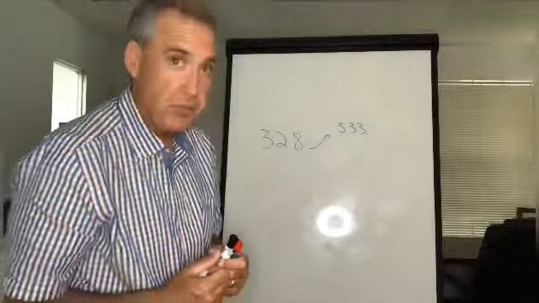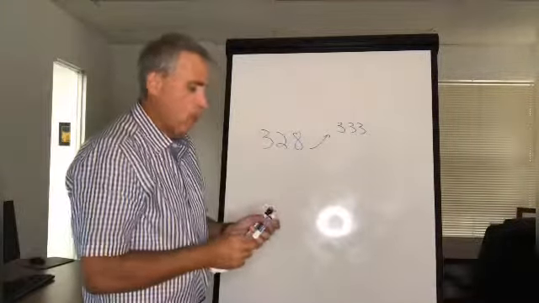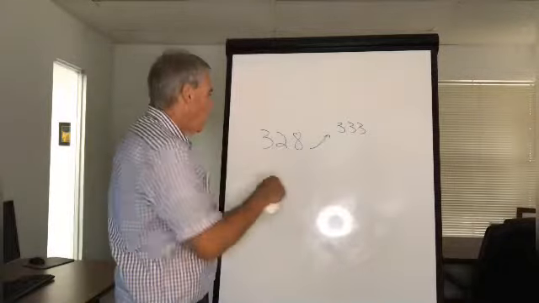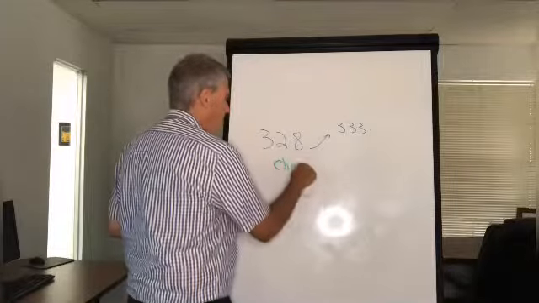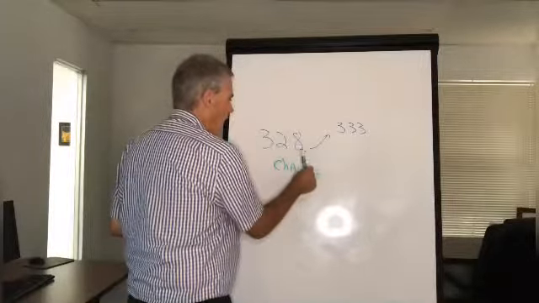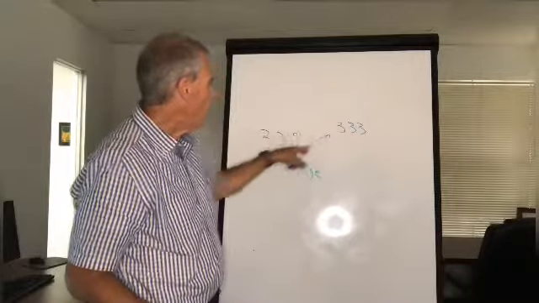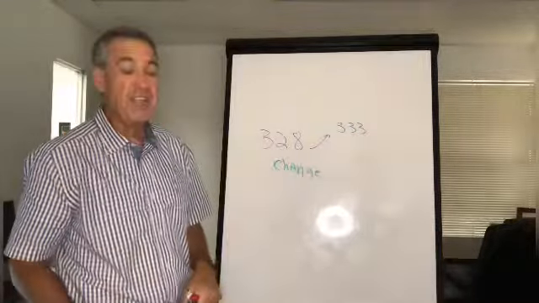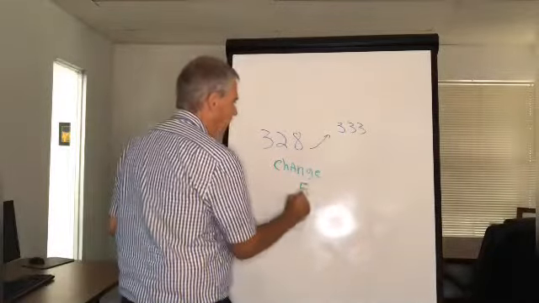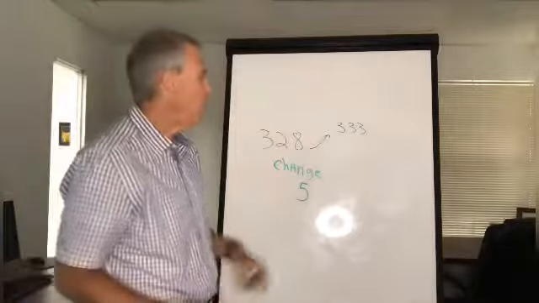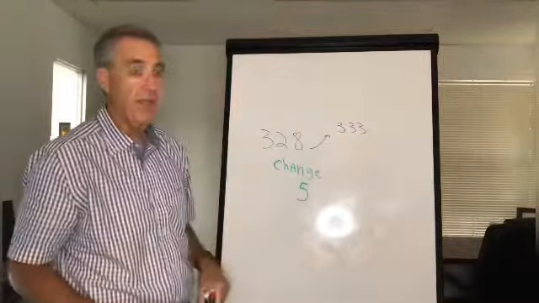Okay, we're back. Did you try it? I hope so. What's the change? Subtract. I don't even need my calculator for this one. 33 take away 28. That's a change of 5. That one went up 5. Again, if you don't want to do that, just put it in your calculator. 333 minus 328. That's how you find the change.